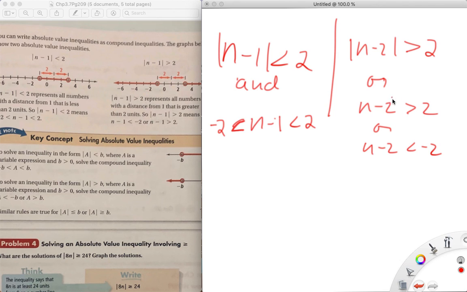Yeah, I wrote n minus 2. Why did I do that? I don't know.